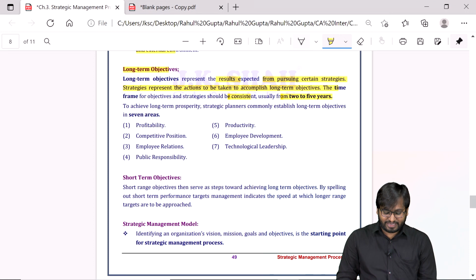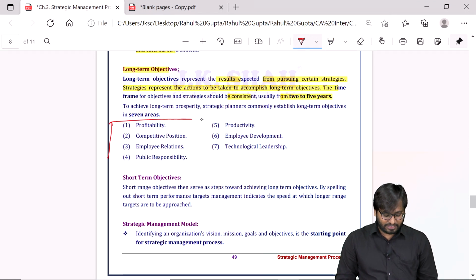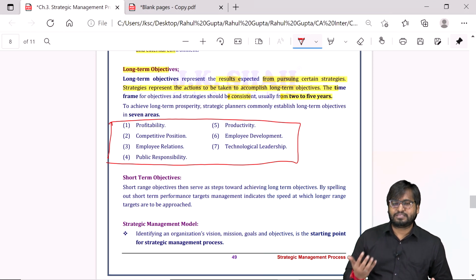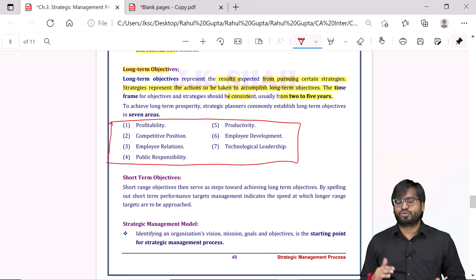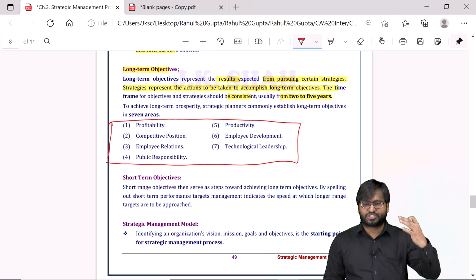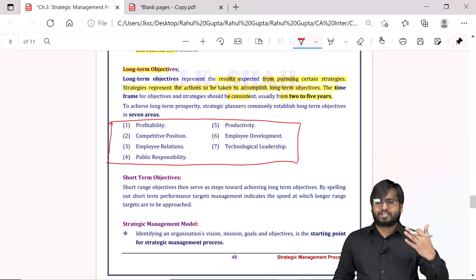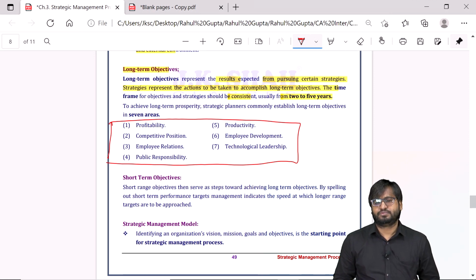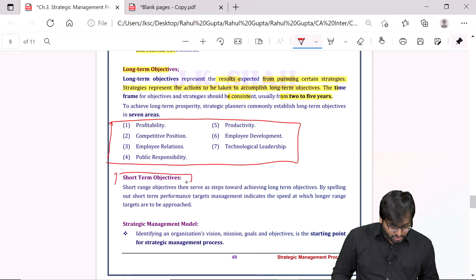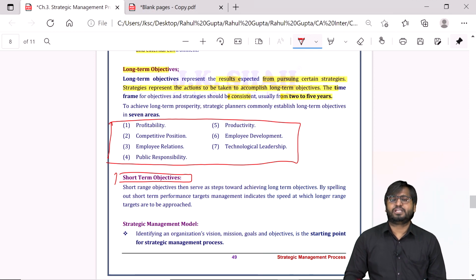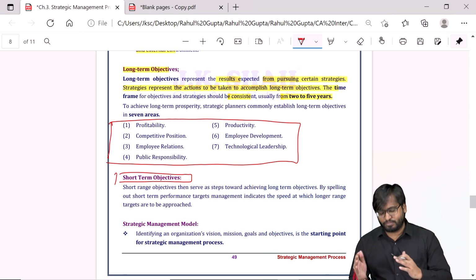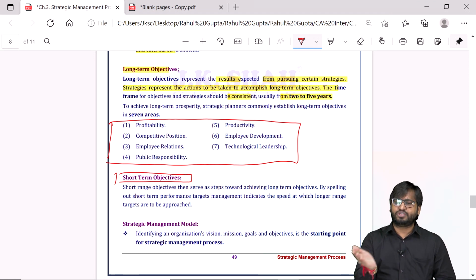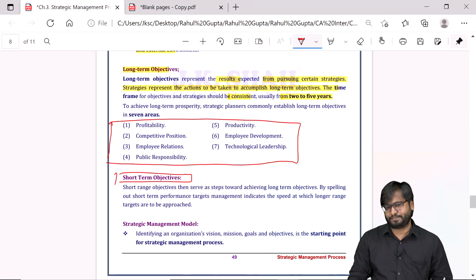So there are 7 areas. So these are the 7 areas: profitability, productivity, competitive position. So I want to achieve these objectives within a time span of 2 to 5 years. So these are long-term objectives. What do you mean by short-term objectives? They are short-range objectives below 2 years or less. I want to achieve these objectives within 2 years or less.